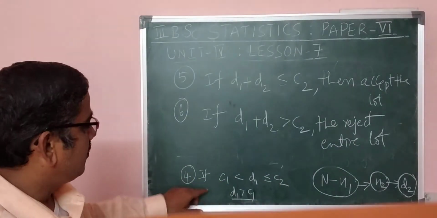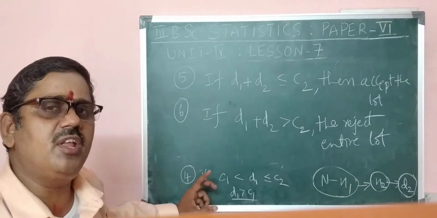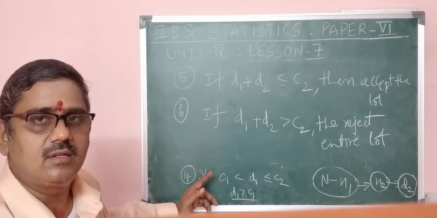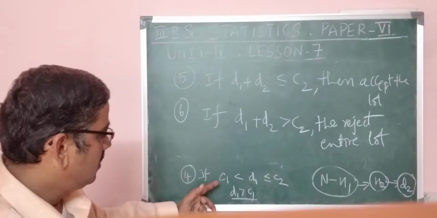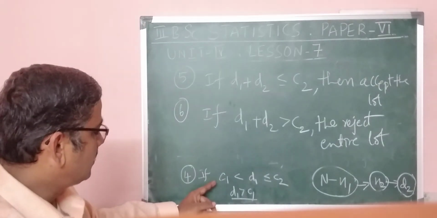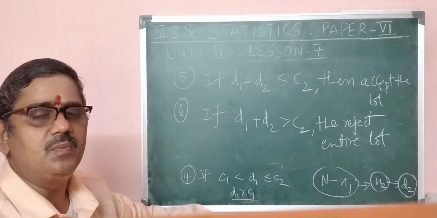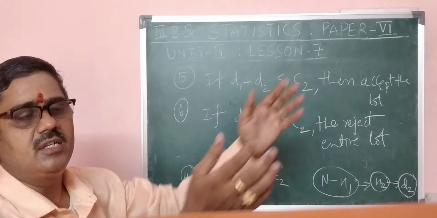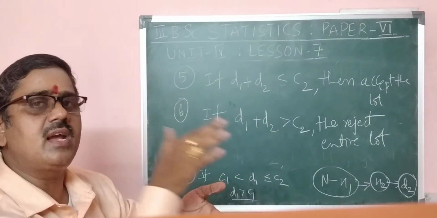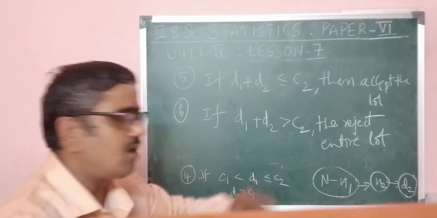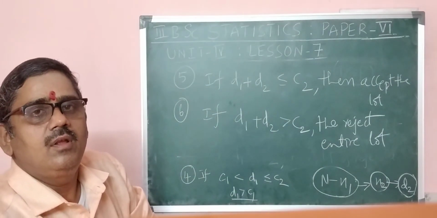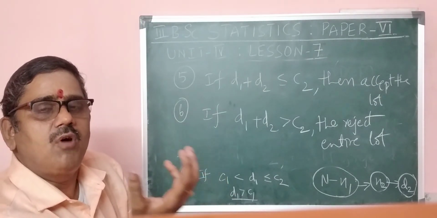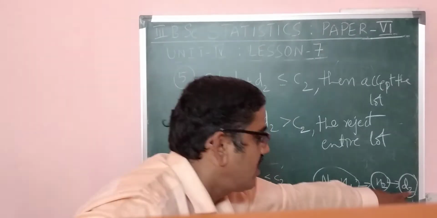And the fourth step: it covers the cases not possible in steps 2 and 3, that is, if C1 is less than D1 less than or equal to C2. In this case, you have to consider a second sample of size N2 from the remaining items of the lot, that is, capital N minus small n1. You have to select the sample of size N2 and then observe the defective items D2.